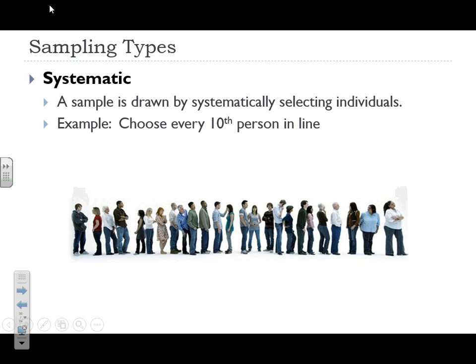is selecting every 10th person down the list, or maybe every 3rd person down the list. You might select every 100th person, depending on how big your list is. So systematic sampling is you're choosing every nth individual in a row.